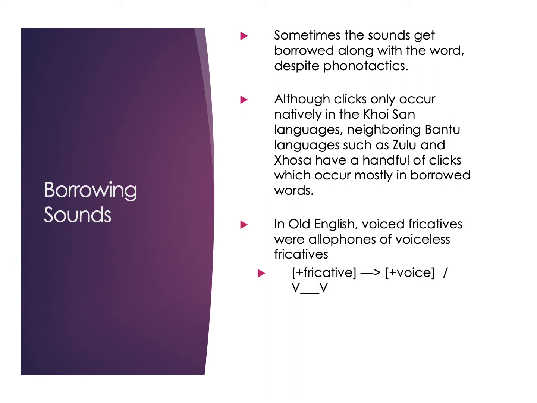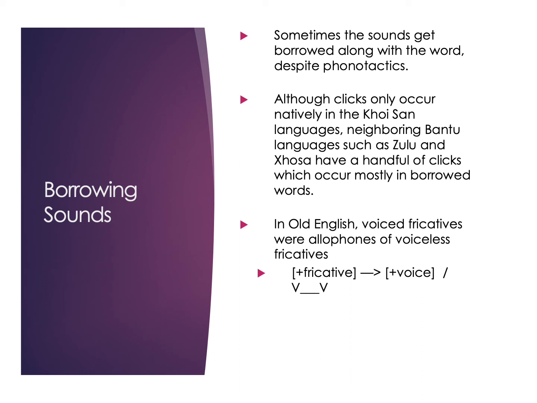So in English, we used to only have voiced fricatives as allophones of our voiceless ones. They only occurred between vowels. So an F sound was part of our language, but a V sound would only show up if it was between vowels. An S sound was part of our language. A Z sound would only occur in between vowels.